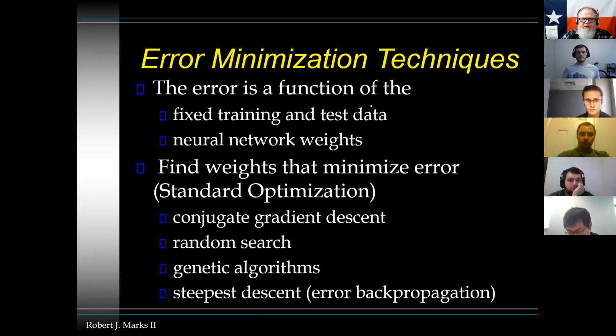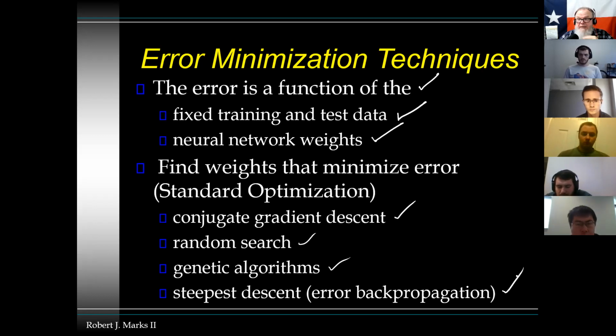So the error is a function of two things. This is kind of weird to think about, but the training data, the so-called test data, are fixed. So everything has to revolve around this training data. And the thing that we have to wiggle and determine is these neural network weights. There are a whole bunch of different ways of doing this, and most of these work very well for medium to small size neural networks. But if you go to the large neural networks, like convolutional neural networks or deep learning, you need to use backpropagation for reasons that I will mention when we get to it.